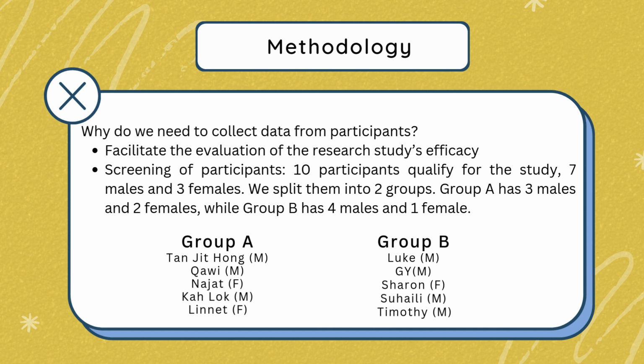These dates were selected because they coincide with the most frequent break time for students at NIE, spanning 10 weeks of observations. We had 10 participants, 7 males and 3 females. We split them into 2 groups. Group A has 3 males and 2 females, while Group B has 4 males and 1 female. You can see the groupings on the slide shown.